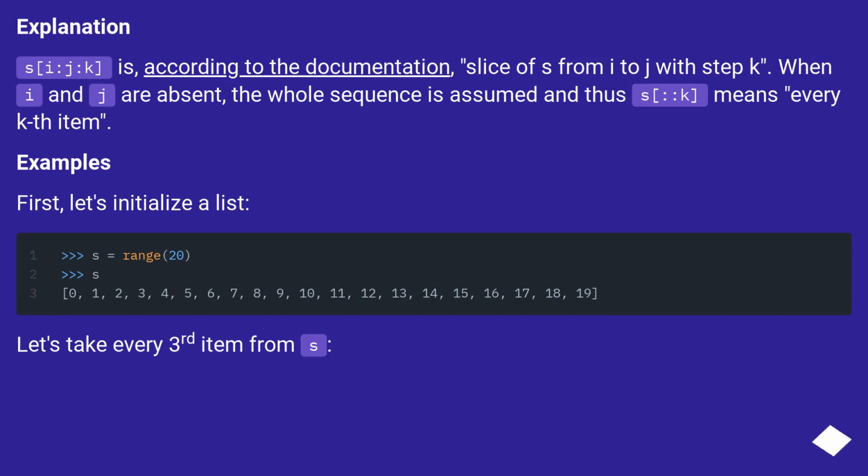Explanation. S[i:j:k] is, according to the documentation, slice of S from i to j with step k. When i and j are absent, the whole sequence is assumed, and thus S[::k] means every kth item. Examples. First, let's initialize a list.